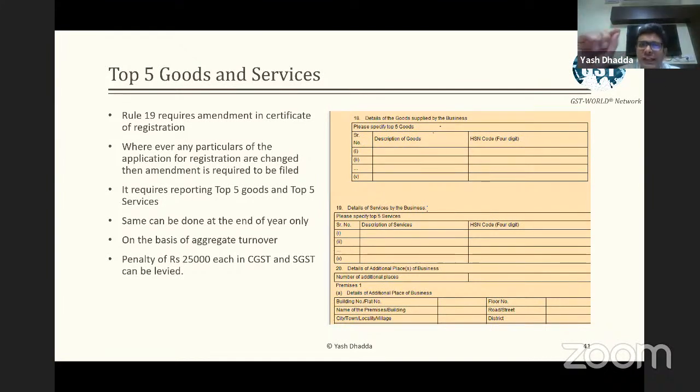Now there is rule 19. Rule 19 says amendment in the certificate of registration. It says wherever there is a change in the particulars which you have filled at the time of seeking registration, and because of those changes, if those changed particulars have not been updated within 15 days, then you are violating the provisions of rule 19 and then there can be a general penalty under section 125. That's one of the points which the audit team raises.